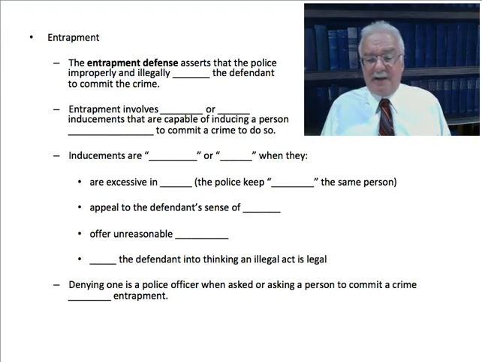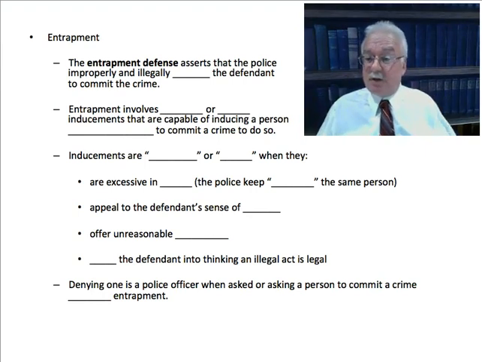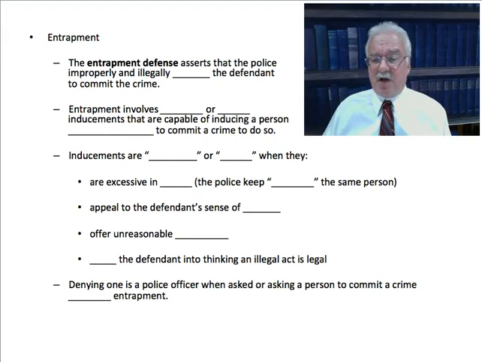An important point, denying one is a police officer when asked, or asking a person to commit a crime is not entrapment. So if I'm an undercover cop and I'm trying to buy drugs from somebody and they first say, "Are you a cop?" and I lie, which you would expect me to, I'm undercover, and say no, that is not entrapment. That's just police undercover work. If it was entrapment, police could never do undercover work because all criminals would always say, "Are you a cop?" to everybody and never get arrested. And you would have a hard time prosecuting victimless crimes like drug use, prostitution, gambling if the cops had to say they were cops when asked.